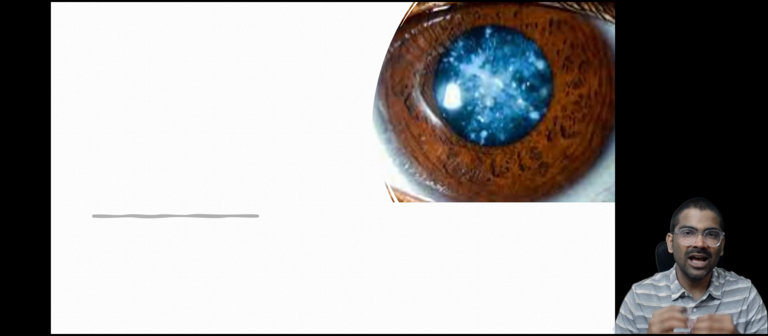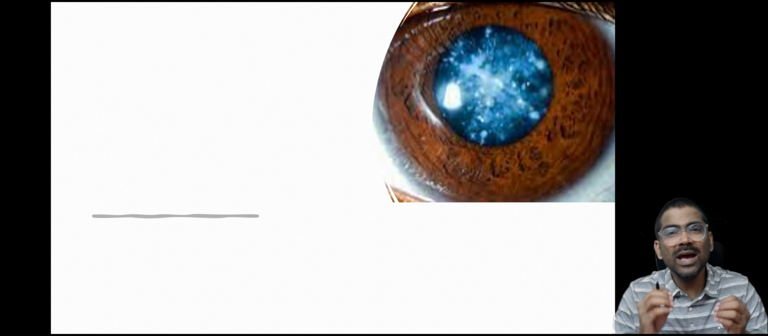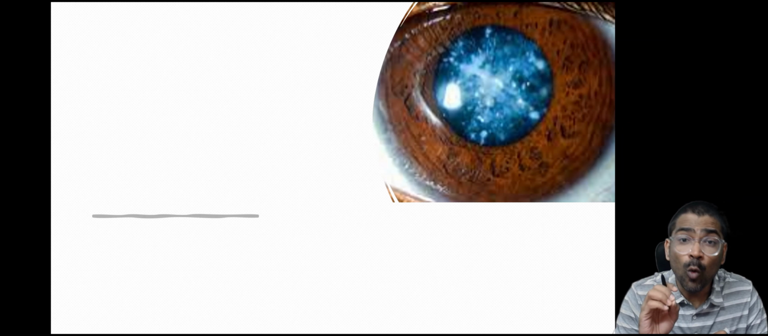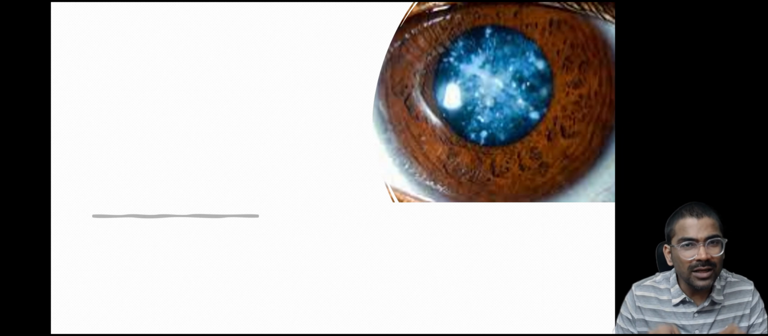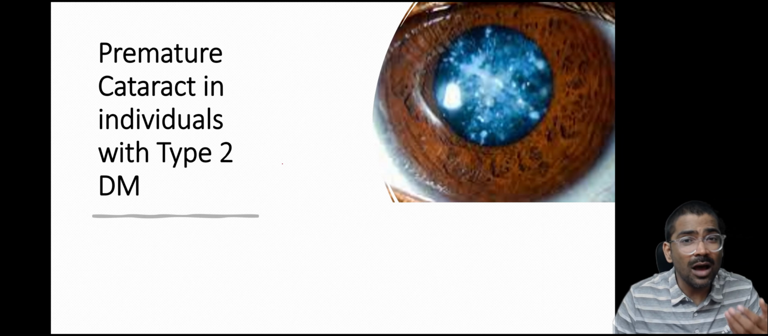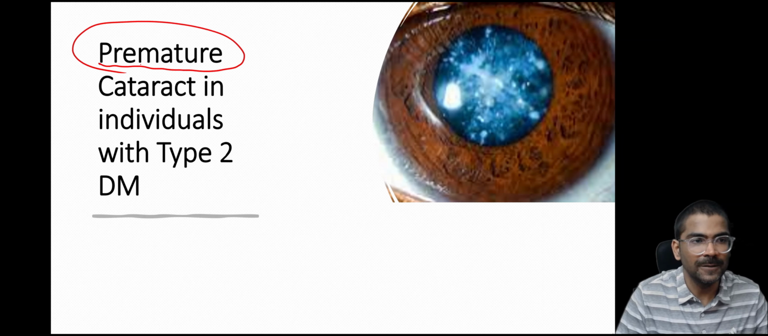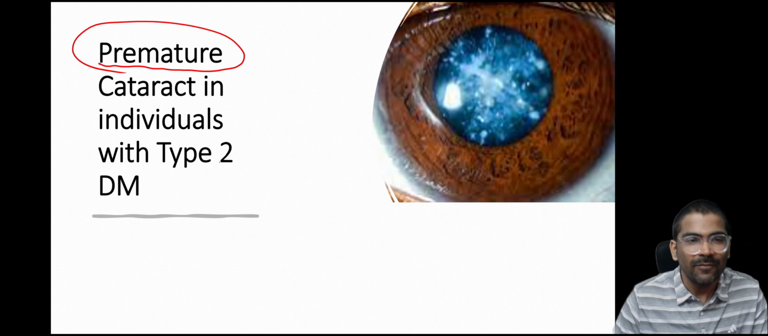The lens of the eye is normally transparent. Opacities, that is cataracts, appear during old age. However, in people with uncontrolled diabetes mellitus, cataracts appear early, that is prematurely. What is the biochemical basis of this? For that, let's quickly revise the polyol pathway.